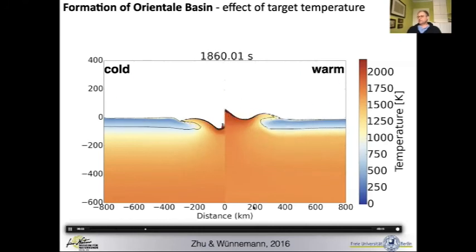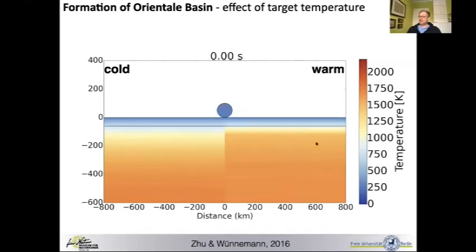This is the work I've done with Menghao Zhu from Macau University, showing the formation of the Orientale Basin. And here we consider another parameter, namely the temperature of the target. When you look at these large basin structures, it's not negligible whether the target was cold or warm. In the beginning the moon is thought to be much warmer than it is now. So for basins that formed early, we probably have to consider a much steeper temperature gradient, while in younger basins, we can probably assume that the moon was rather cool.